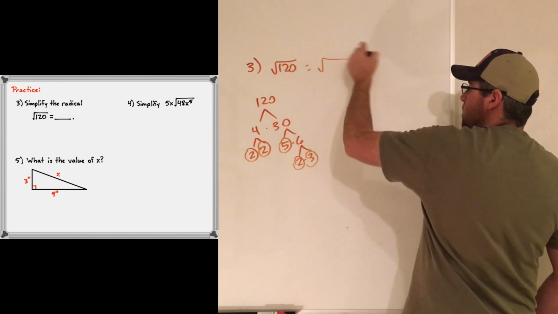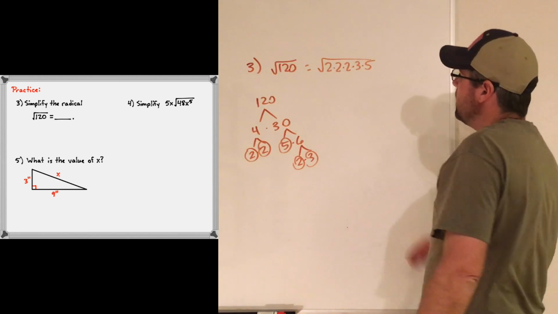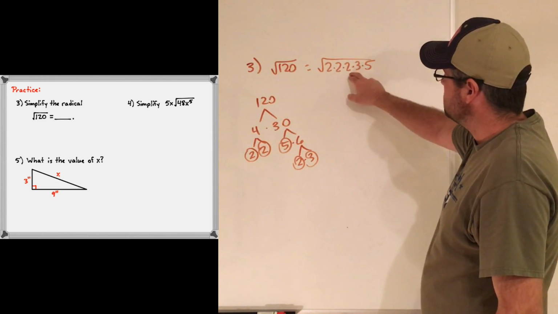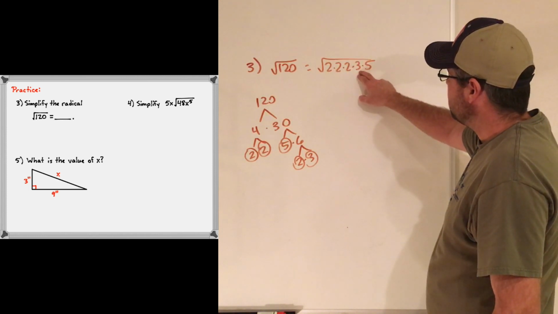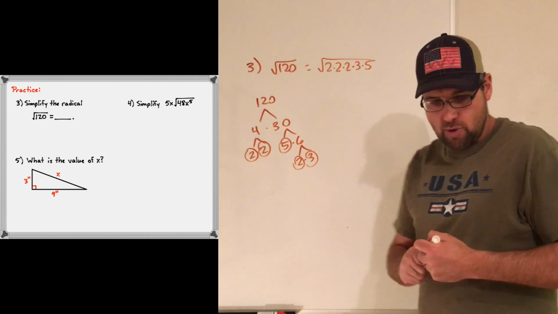So that is the square root of 2 times 2 times 2 times 3 times 5. And you're going to want to multiply all those out to make sure you get 120. 2 times 2 is 4, times 2 is 8, times 3 is 24, times 5 is 120. So I know that I factored correctly.